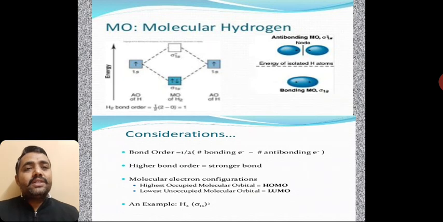This notation is sigma 1s, and the other notation is sigma star 1s. You can show here below the atomic orbital of hydrogen, the atomic orbital of the other hydrogen, and between the two atomic orbitals, the molecular orbitals of H2. For the electronic configuration, you fill in 1 electron in one 1s orbital and 1 electron in the other 1s orbital, both the same.